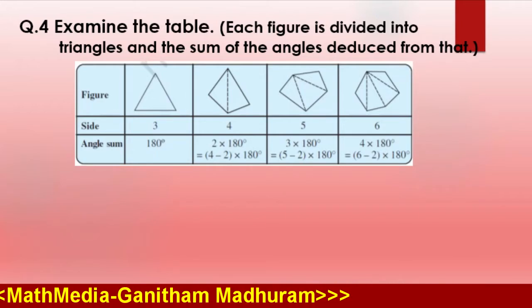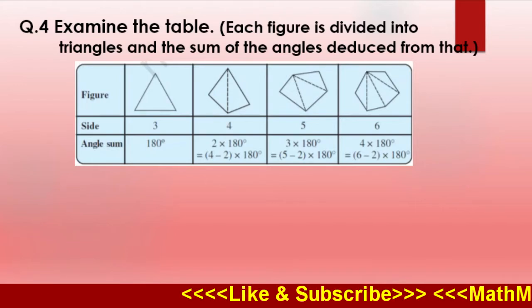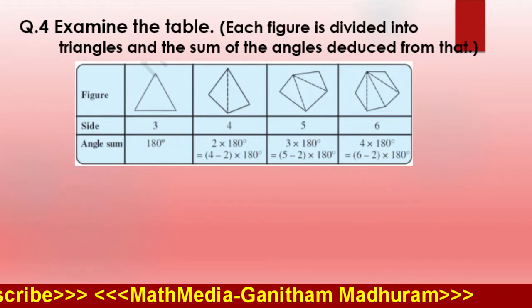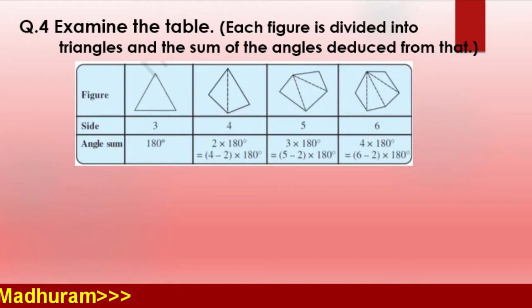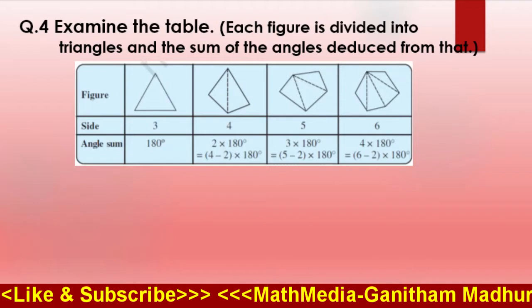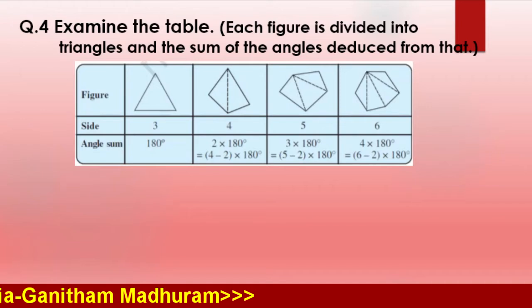That means the number of triangles we are getting is the number of sides minus 2. Hexagon has 6 sides, so 6 minus 2, we are getting 4 triangles. And in each triangle, the sum of angles will be 180. So we get 4 into 180 as the sum of angles of a hexagon.